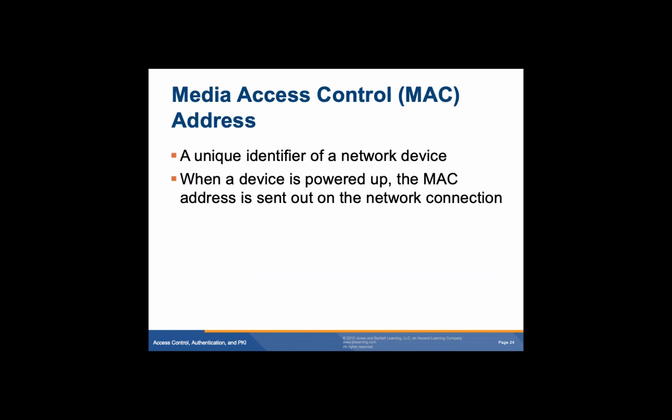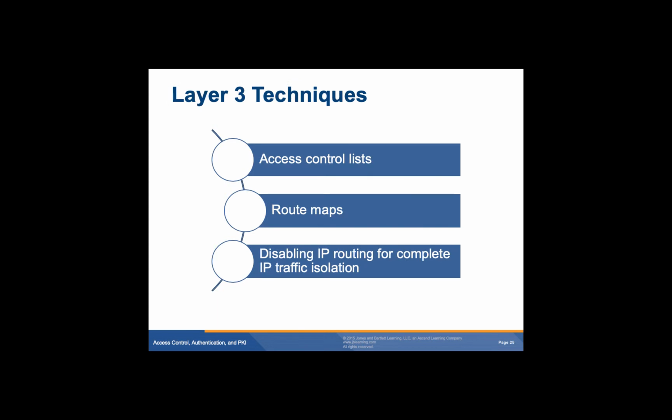The MAC portion, again, that's layer 2, a unique identifier of a network device. When a device is powered up, the MAC address is sent out to the network connection. Layer 3 techniques: access control lists, route maps, and disabling IP routing for complete IP traffic isolation. Again, getting back to layer 2 and layer 3, layer 2 devices are things like switches and hubs, which are rarely used, but I've seen them in certain environments. Layer 3 devices are routers.